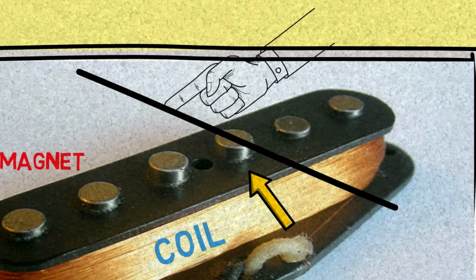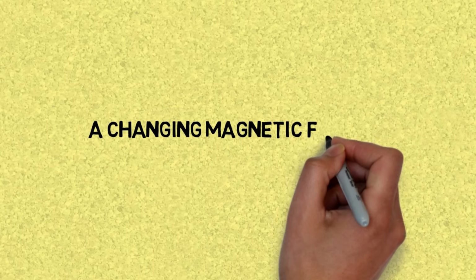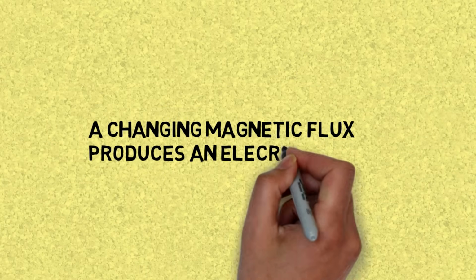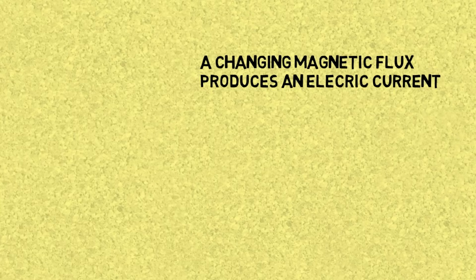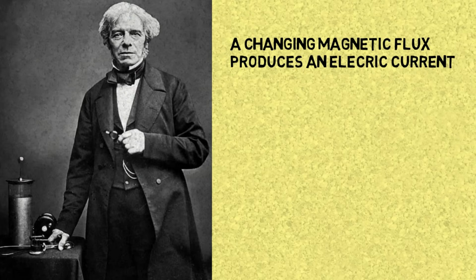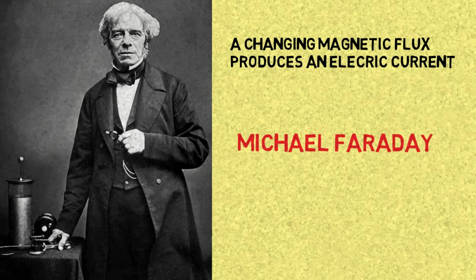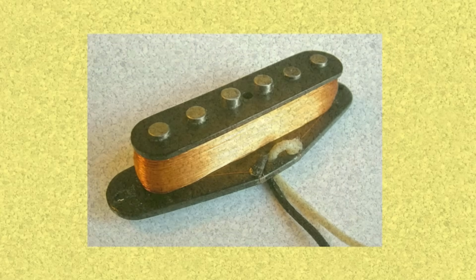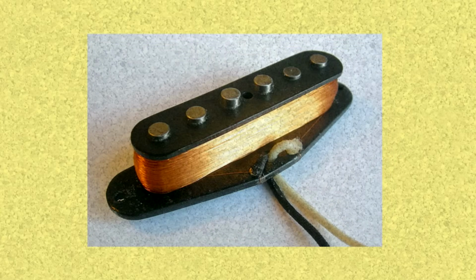What happens when a magnetic field is changing? When the magnetic flux is changing, an electric current is produced, and we have Michael Faraday to thank for that discovery. This is essential to the workings of an electric guitar. When you strike the string, it changes the magnetic field, producing an electric current that goes through the coils and into a wire that is connected to the guitar pickup.